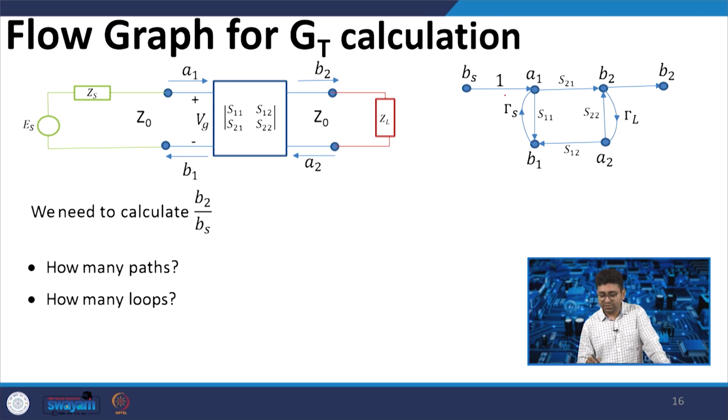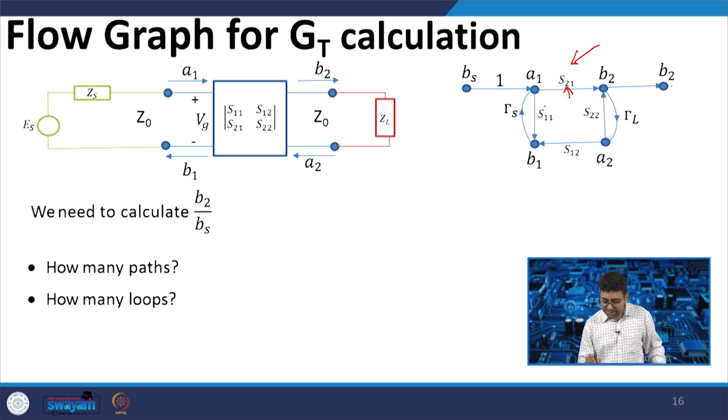We first draw the signal flow graph. This is the signal flow graph for the same: Bs, A1, gamma s, S11, S22, gamma L, S12. We have made the signal flow graph. Now, how many paths are there from Bs to B2? There is only a single path, S21. And how many loops are there? There are 3 loops and 2 are non-touching loops.